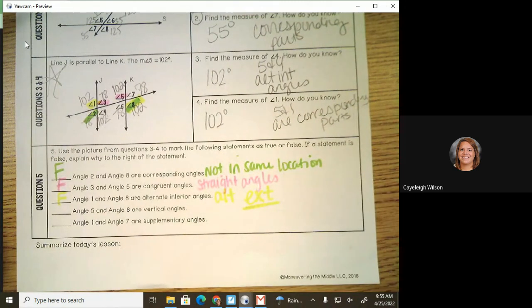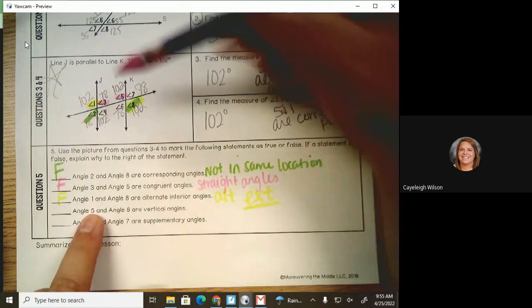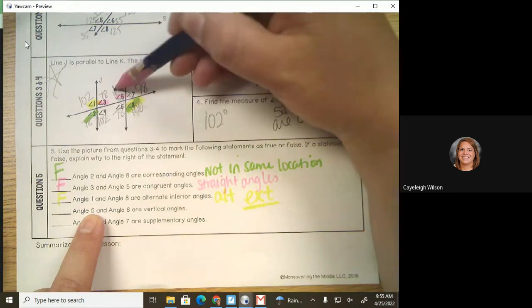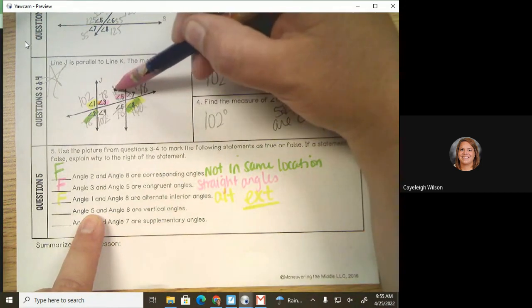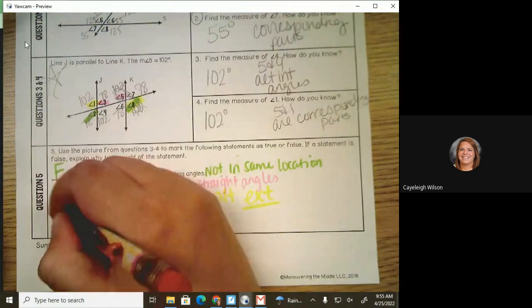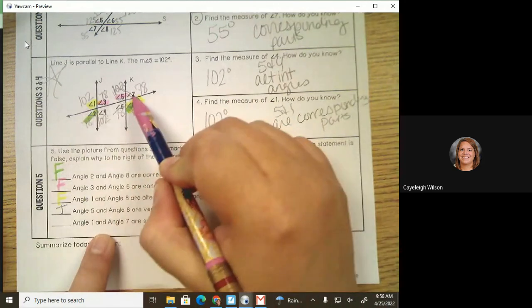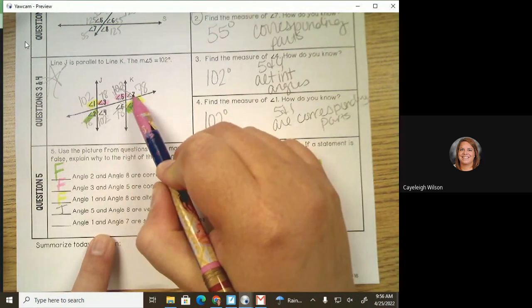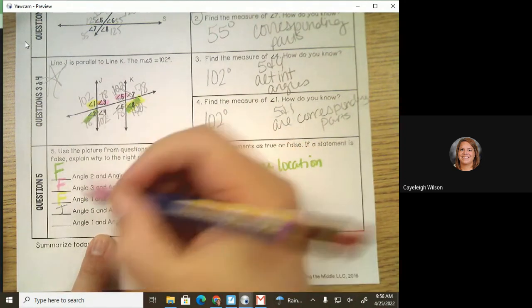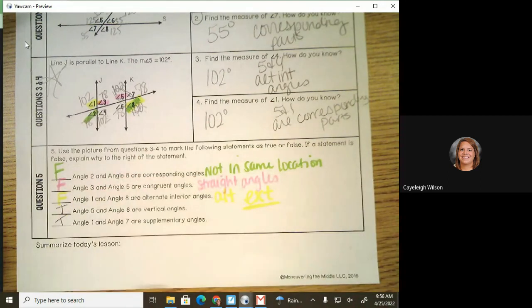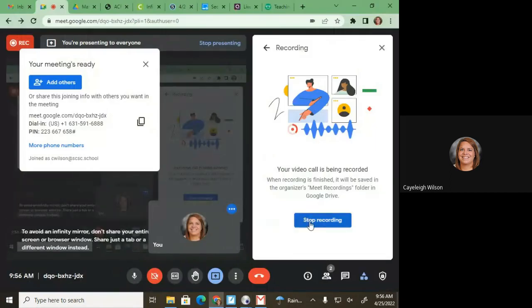All right, angle 5 and angle 8 are vertical angles. True, they are vertical angles because they're directly across from each other. And then angle 1 and angle 7 are supplementary. True, because 102 plus 78 is 180. All right, there is a homework that goes with this.